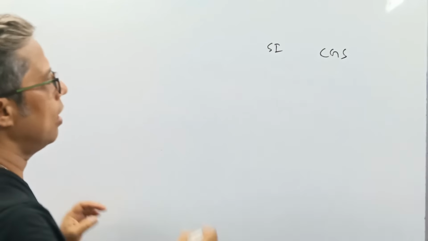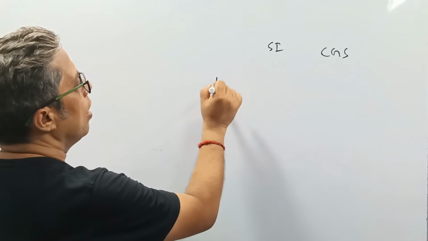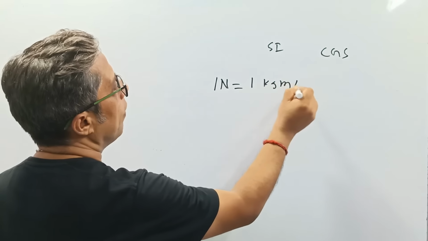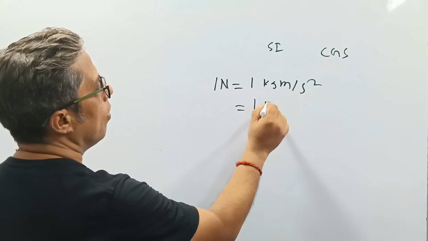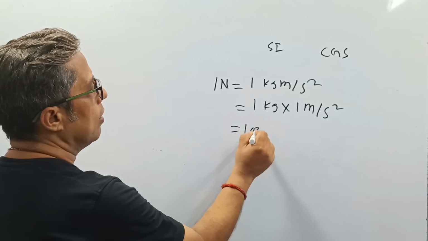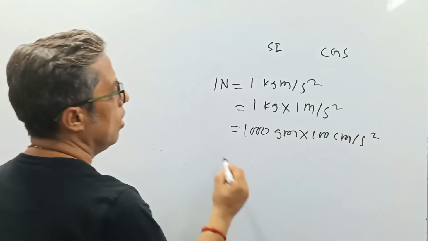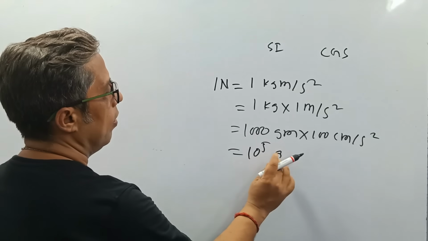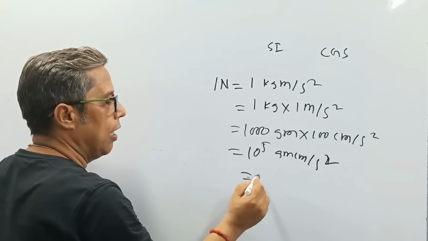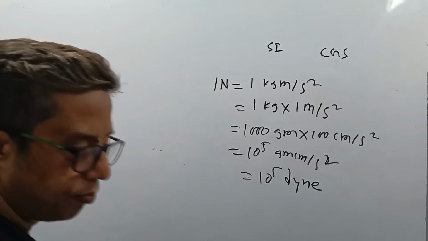And let's say now pressure. So force, all of you know. Now how to convert? 1 Newton is equal to 1 kg meter per second square. That means we can write 1 kg of mass and unit acceleration, right? So 1 kg means 1000 gram, 1 meter means 100 centimeter per second square. So it is 10 to the power 5 gram centimeter per second square. So 1 Newton is 10 to the power 5 dyne. So this is one conversion you have, right?